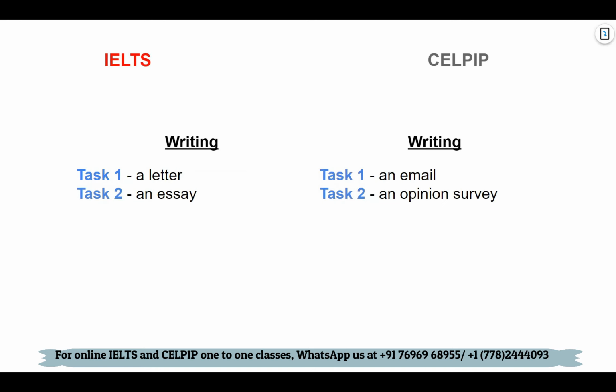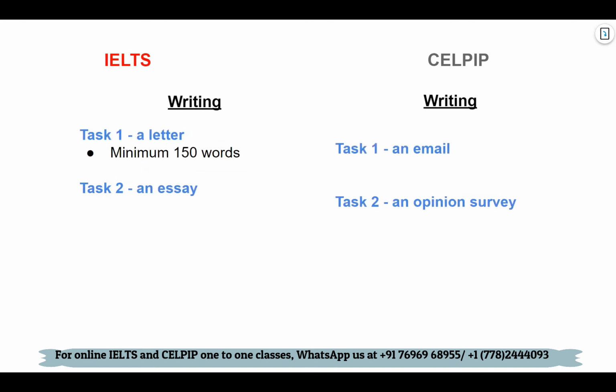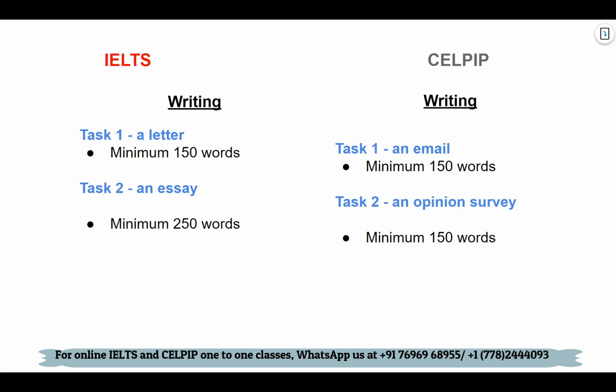Now let's talk about the word limit here. You have to write at least 150 words for the letter. And this is the same for the email writing in the CELPIP test. For the essay, you have to write at least 250 words. So you can see there is a difference in the word limit of the task 1 and task 2. However, this difference is not there in the CELPIP test, which means even for the task 2, you have to write at least 150 words.